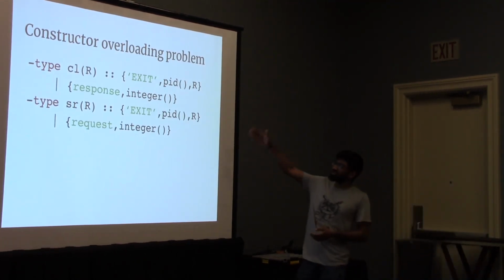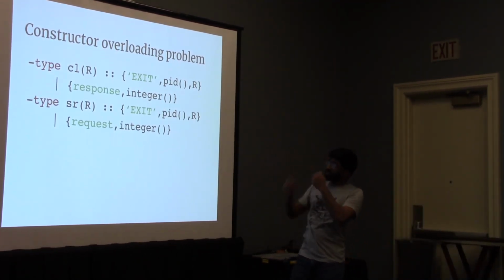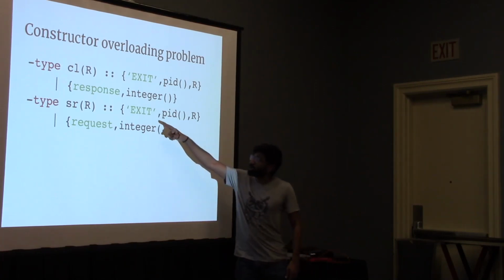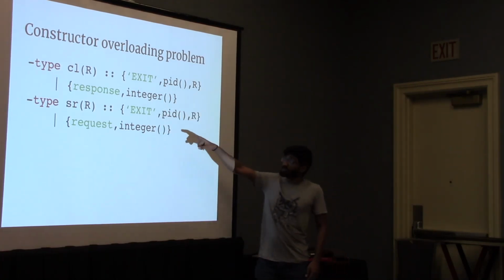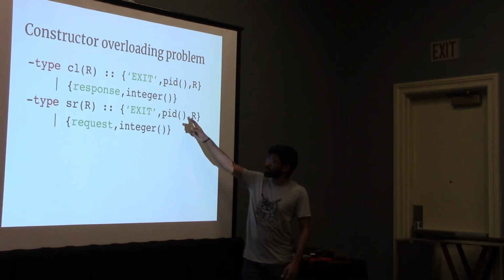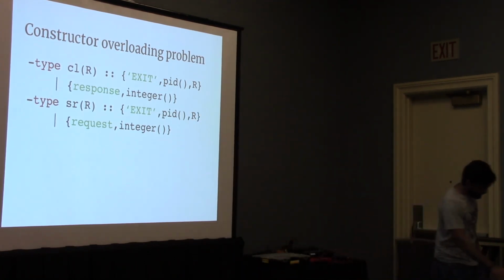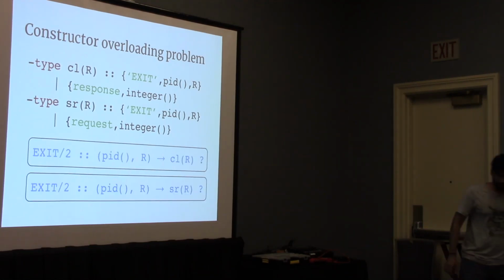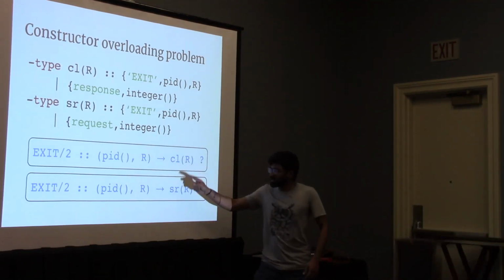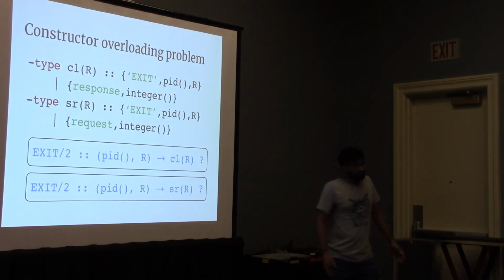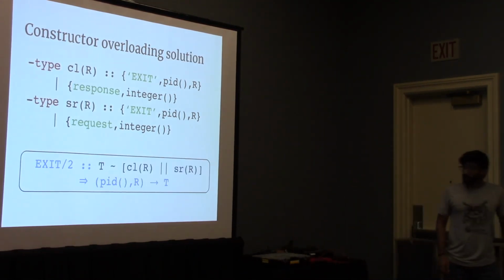So consider these types, right? The same types, server and client, but now you have an overloaded constructor exit, which, to complicate things further, also accepts arguments of the same type. So there's no way to tell what is the type of exit, right? What's the type of exit? Should it be PID R to client or should it be PID R to server? We don't know. So we'll let it have both.